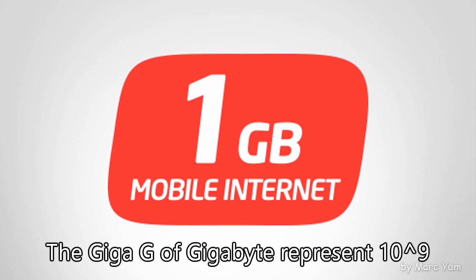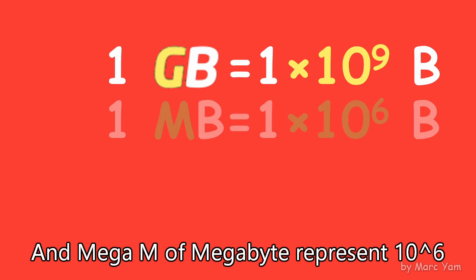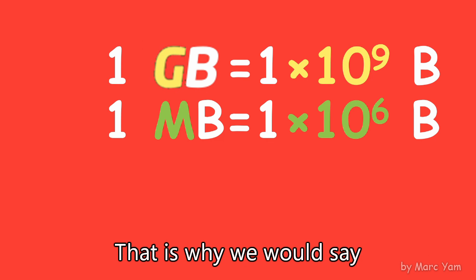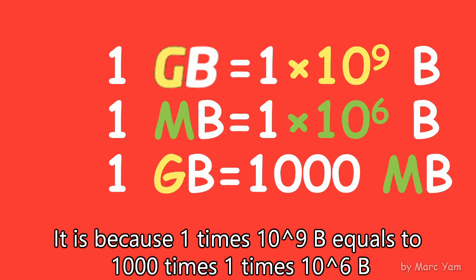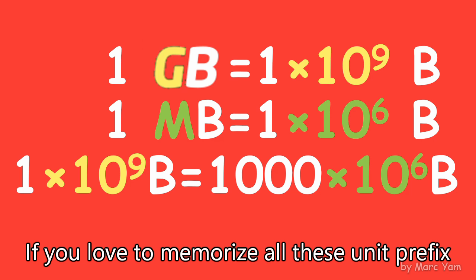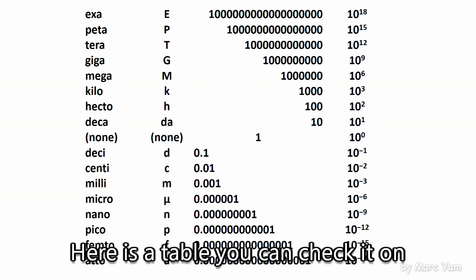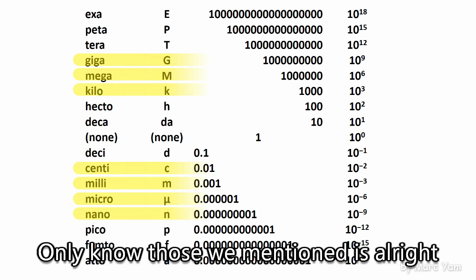When you mention how much data you have, you may say something like how many gigabytes he has. So the giga, g, of the gigabyte represent 10 to the power 9. And the mega, m, of the megabyte represents 10 to the power 6. That's why we say 1 gigabyte equals to 1,000 megabyte. It is because 1 times 10 to the power 9 byte equals to 1,000 times 1 times 10 to the power 6 byte. If you love to memorize all these unit prefix, here is a table you can check it on. But in DSE physics, only note those we mentioned is alright.